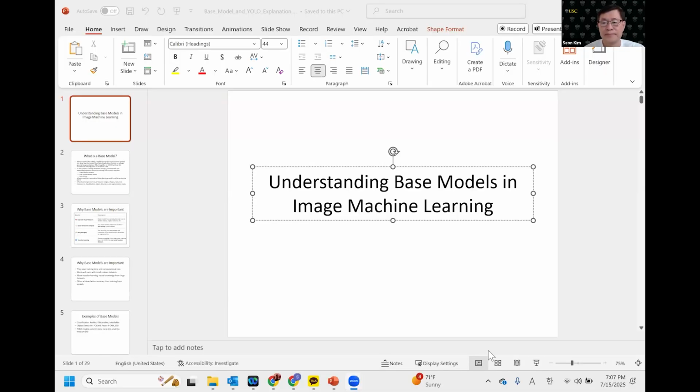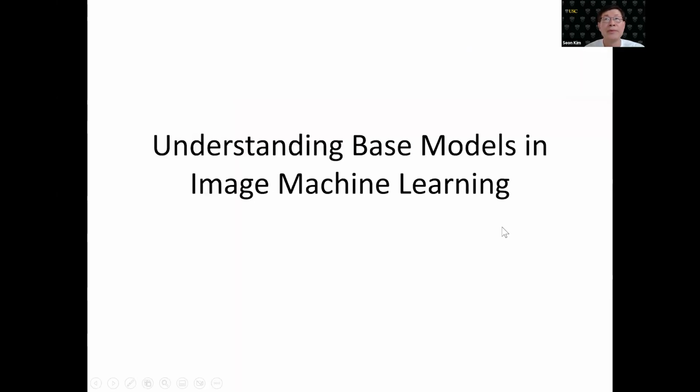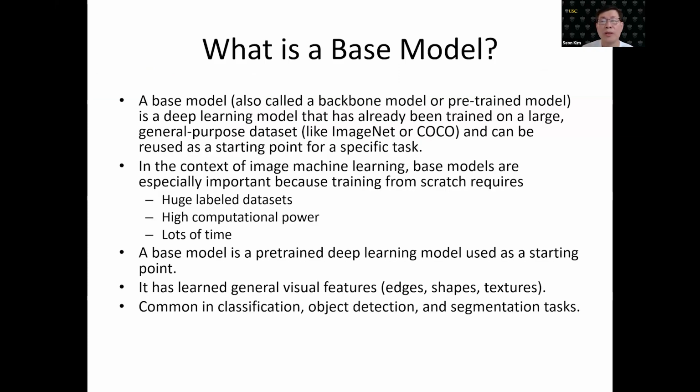And here are some materials. By the way, I shared this slide so you can find it. Okay, can you see my slide? Okay, good. All right, this is titled understanding basic models in image machine learning. So basically, what is the base model? We need to understand this. Sometimes it is called a backbone model or pre-trained model. This is a kind of deep learning model.